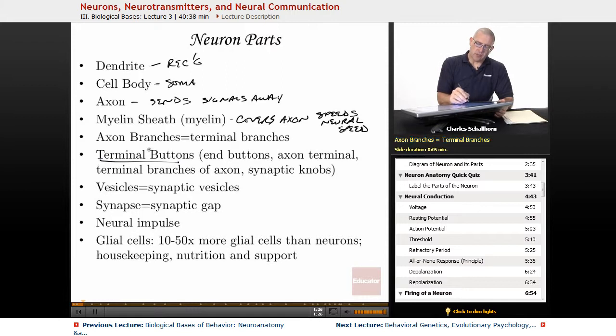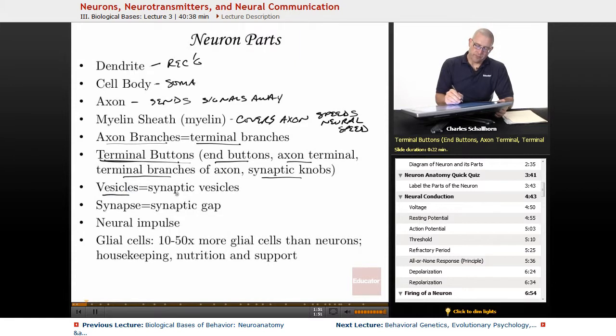There are these things called axon branches. Sometimes they're called terminal branches. There are terminal buttons, sometimes called end buttons, axon terminals, terminal branches of axons, synaptic knobs. As you read more into this, it's going to get easier to start putting all these words together in terms of dendrite, cell body, axon terminal, etc.